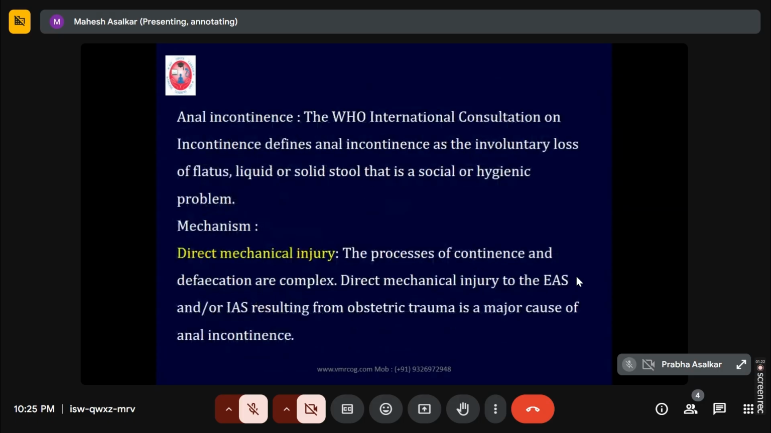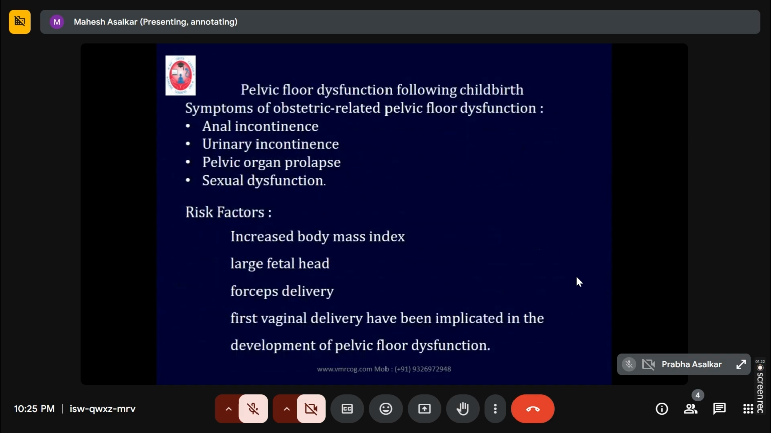Okay, now coming to anal incontinence. What we have seen are a total of four dysfunctions. One, it can be anal incontinence. Second, it can be urinary incontinence. Third, it can be pelvic organ prolapse. And fourth, there can be sexual dysfunction.